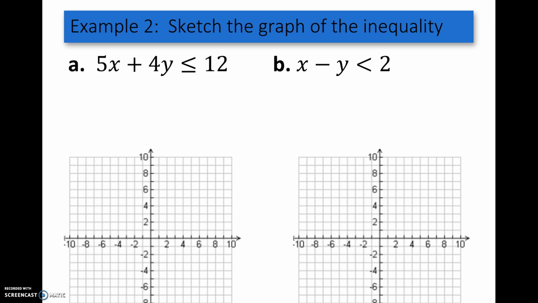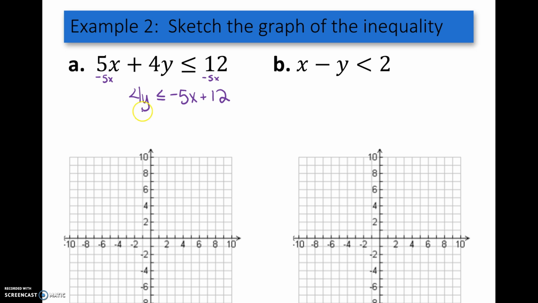Sketch the graph of the inequality. These are going to require a little bit more work. The easiest way to graph is to get this in slope-intercept form. So what should we do with this first inequality to get it in slope-intercept form? Subtract 5x on both sides. So 4y is less than or equal to -5x plus 12.